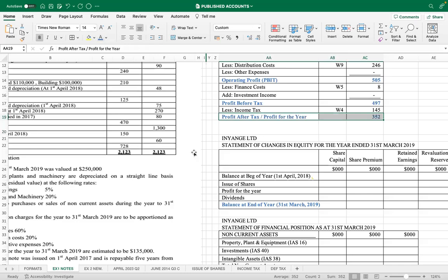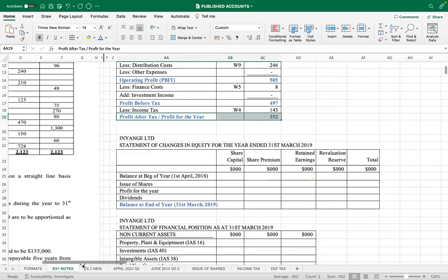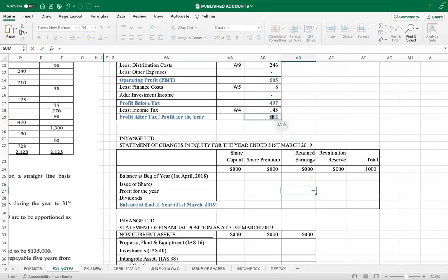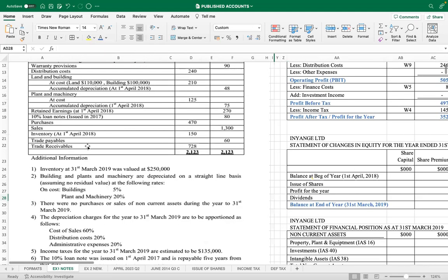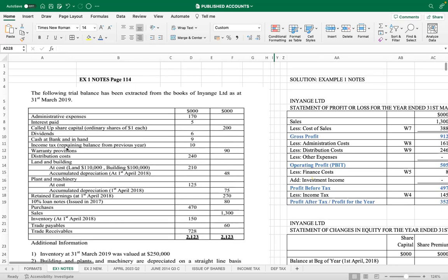Now this profit for the year, you will transfer it here to the statement of changes in equity. So 352, you bring it under statement of changes in equity, profit for the year. Now we go and prepare the statement of changes in equity. What is the opening share capital? Did we have share capital? I saw called up share capital. Called up share capital was 200.